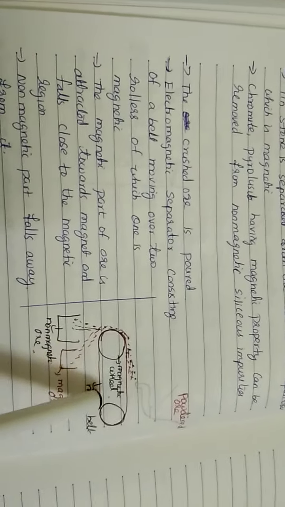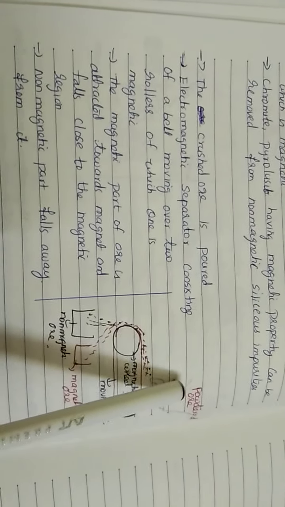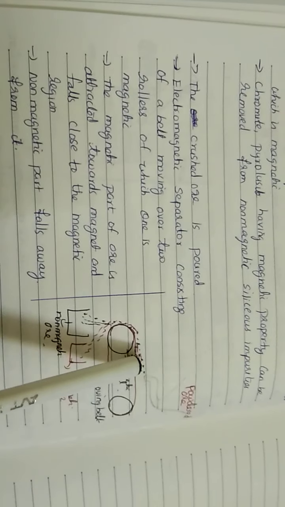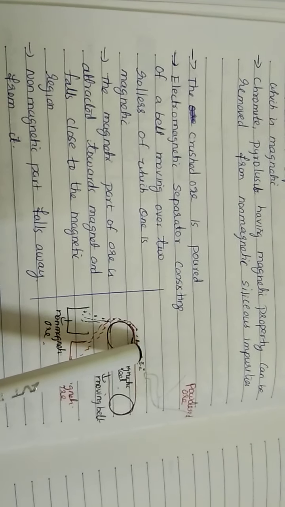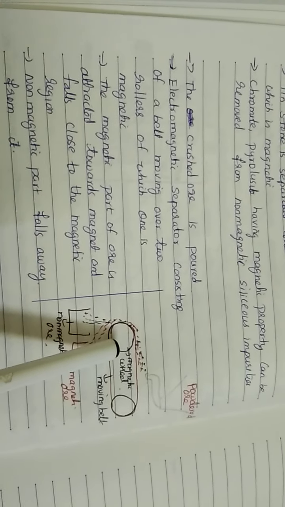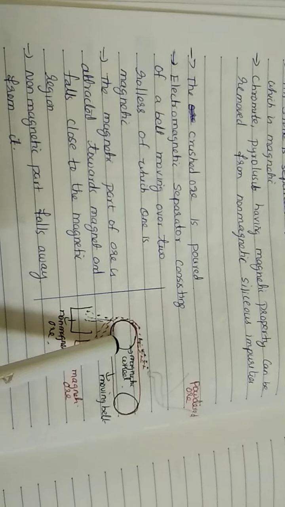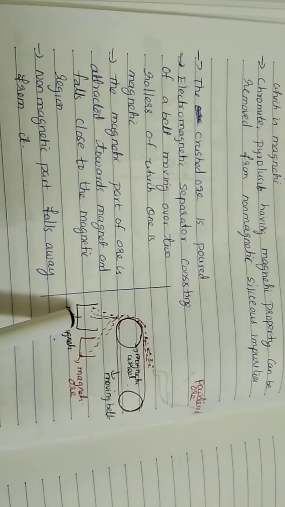This is the moving belt. When you pour the ore, it moves over this belt. The magnetic ore is attracted towards the magnet and falls close to the magnetic region, but the non-magnetic part falls away from it.